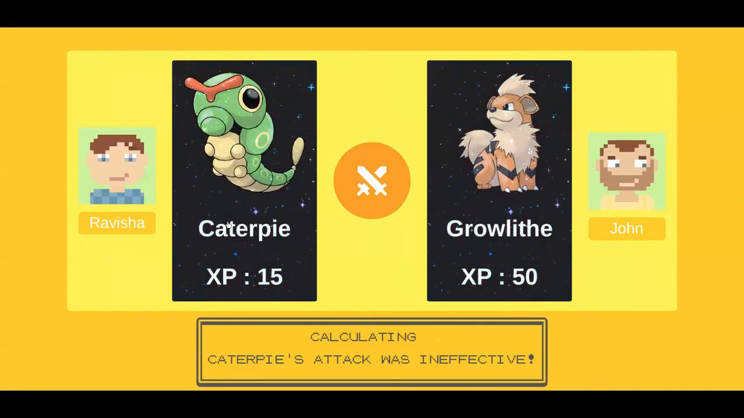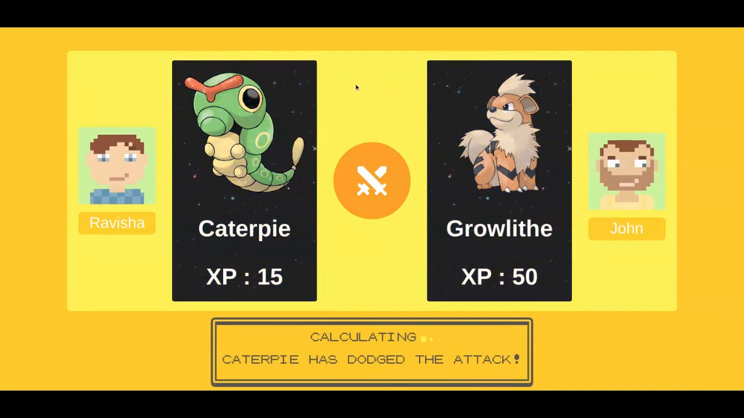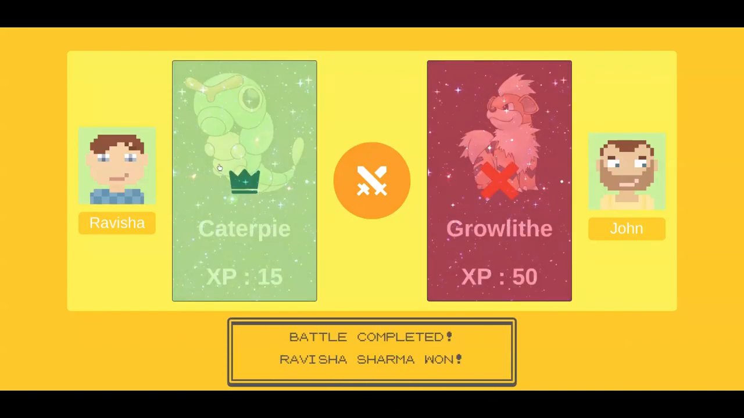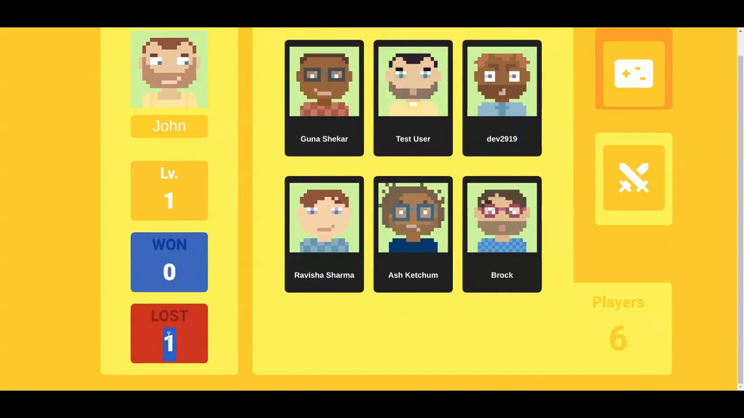So she has chosen her CryptoMon Caterpie and mine is Growlithe, and the backend is running the algorithm to check who is winning. You can see the status below. And looks like Caterpie won, and we will be redirected to the lobby page once that's done. And as you can see, my loss count is increased because I just lost the battle. And Ravisha's win count might have increased as well as her Pokemon's XP would have increased.